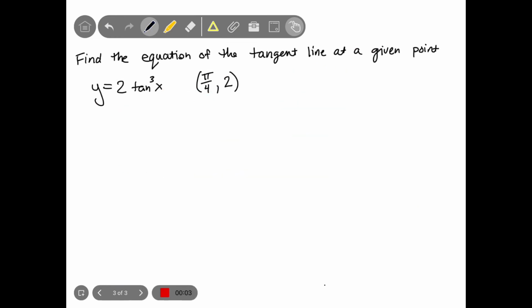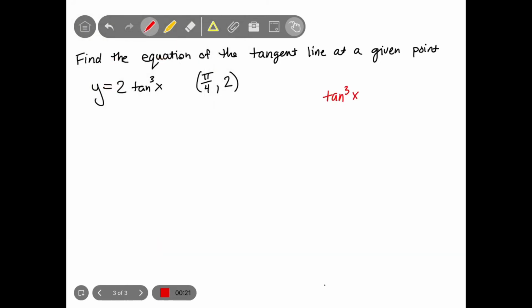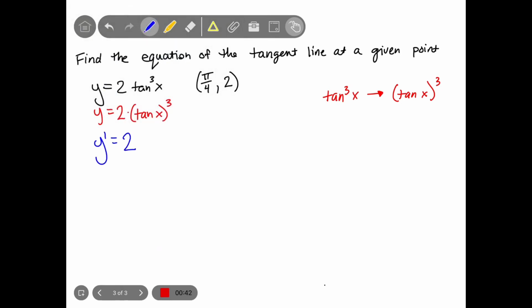And our final example, find the equation of the tangent line at a given point. So I give us the equation that we want to find, the equation of the tangent line at the point pi over 4, comma 2. So friendly reminder, when you see tangent cubed of x, that is the fancy mathematical way of saying that's really tangent of x cubed. So what you might want to do is think of this as 2 times tangent of x cubed. Now, let's take the derivative. So y prime equals, 2 is just a constant multiplier. Power rule, 3, keep tangent of x, squared for power rule, times the derivative of tangent.